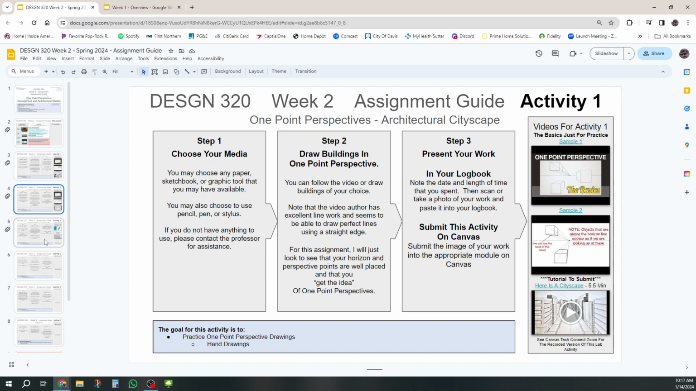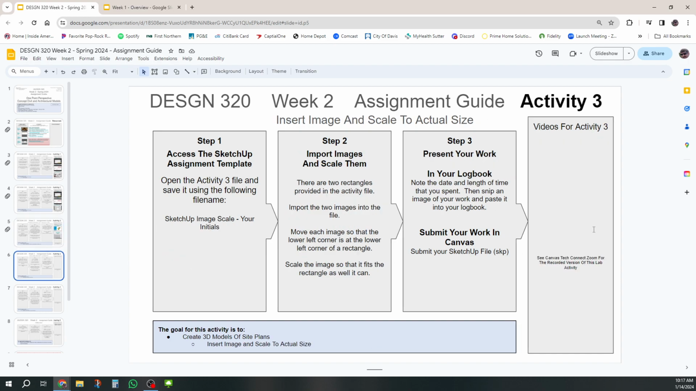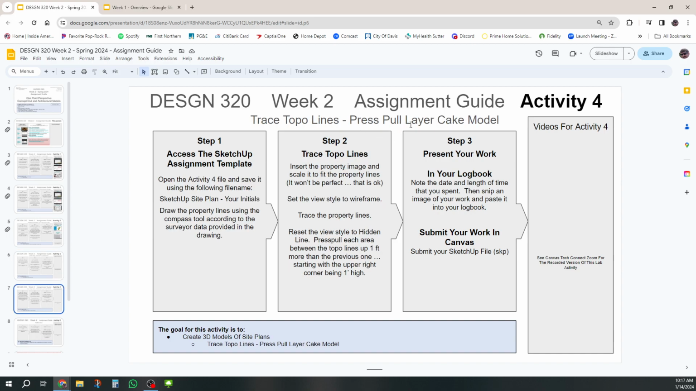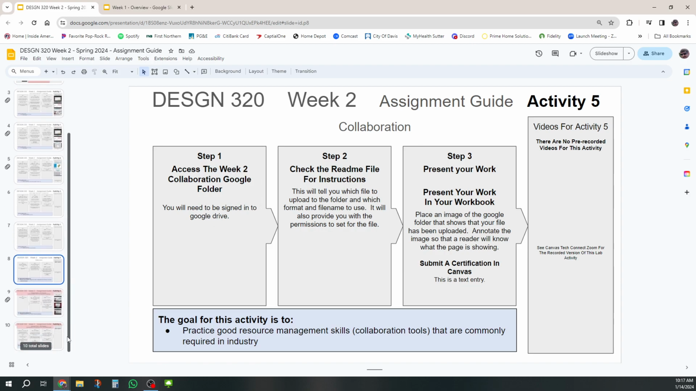Our lab the second day is going to be to do the protractor assignment, to do the insert image and scale, and to press pull the layer cake. And those I'm just going to demonstrate for you. I may pull up a video that shows how to do it, but I'll probably just demo those and record the session. And then the collaboration is literally 5 minutes worth of work. We'll do that on the second day of lab also.